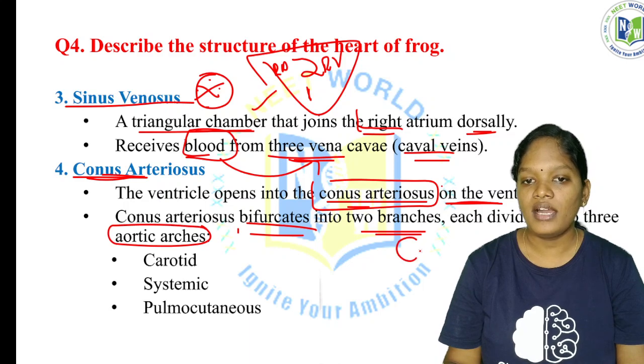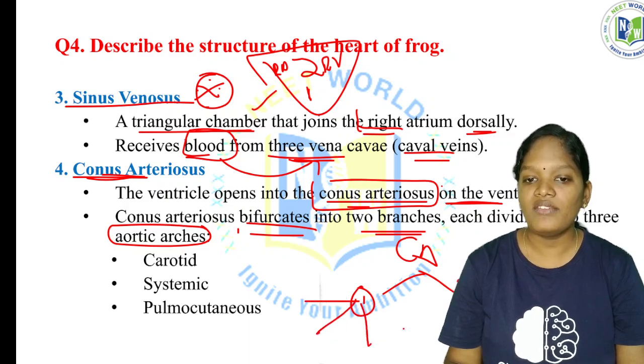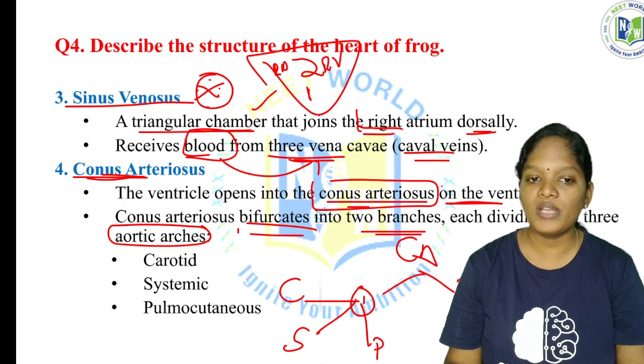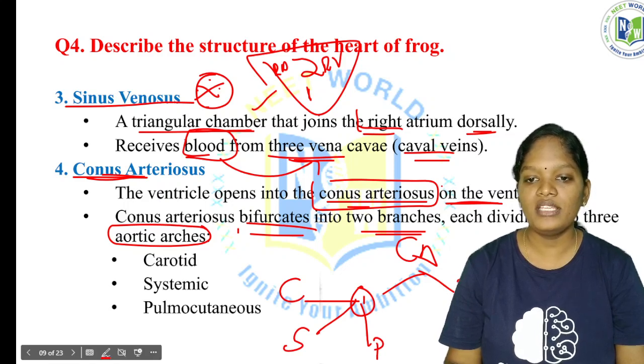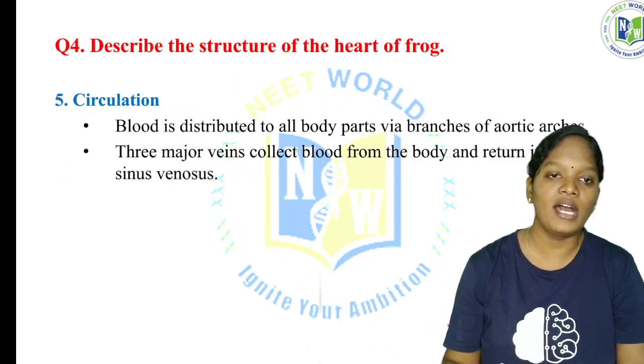This conus arteriosus divides into two branches, this is one branch and this is the second branch. In each branch there are three important aortic arches. What are the arches? Carotid, systemic and pulmocutaneous. In the same way, this branch also has carotid, systemic and pulmocutaneous aortic arches. So this is the structure of the conus arteriosus.